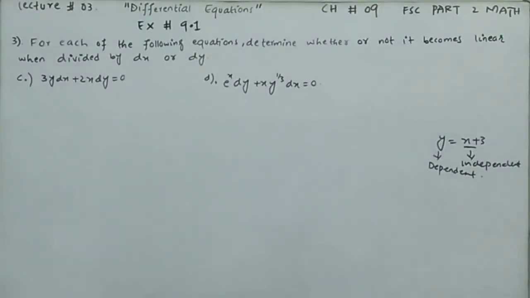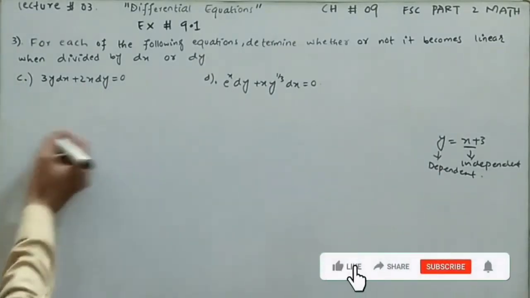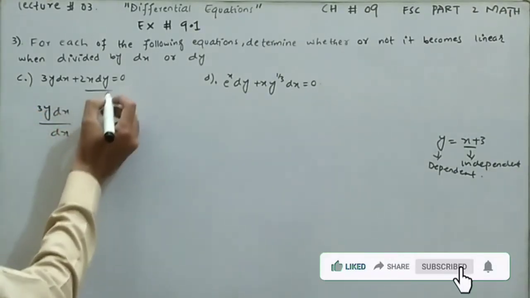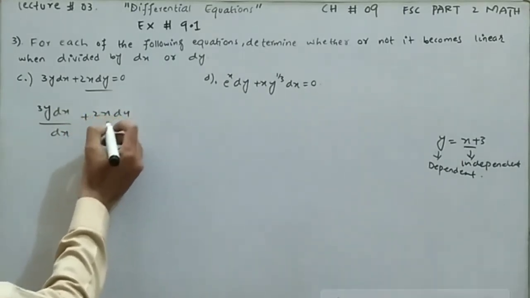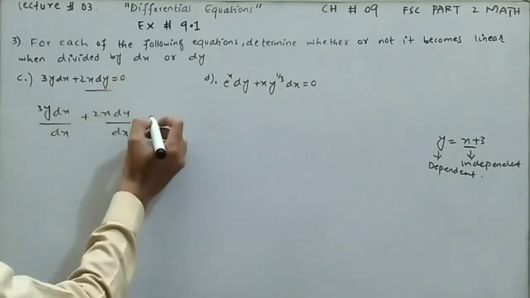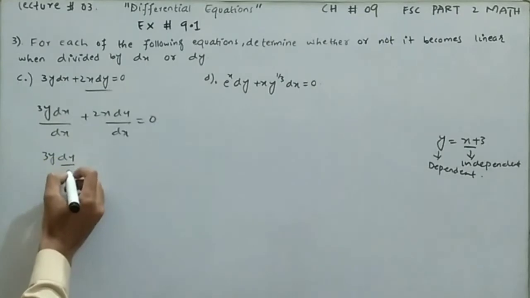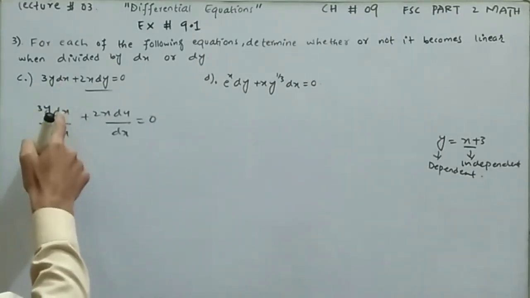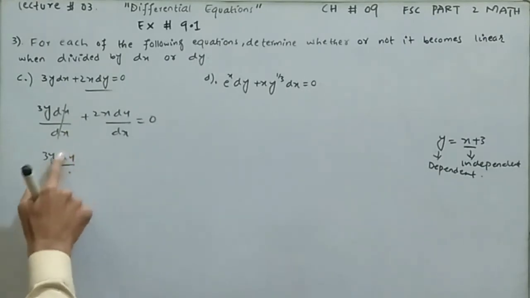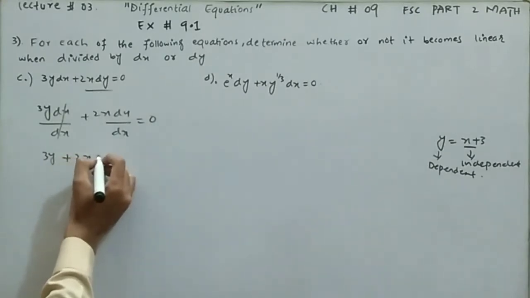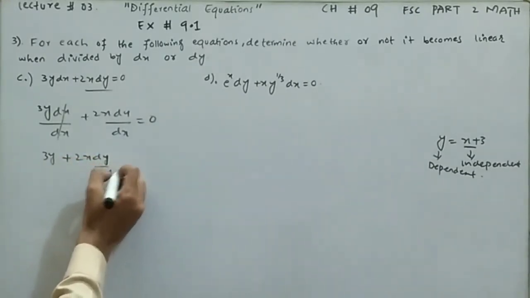Now let's understand the next part, part C of the same question number 3. 3y dx plus 2x dy is equal to 0. So divide this whole differential equation with dx. So 3y dx divided with dx, and also divide this term with dx. So 2x dy by dx is equal to, on this side we are left with 0 because 0 by dx gives us 0. So over here it becomes 3y, dx over dx cancel with each other, so we are left with 1. So it becomes just 3y, plus 2x into dy by dx is equal to 0.